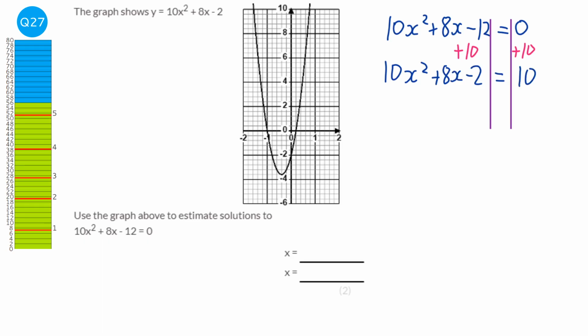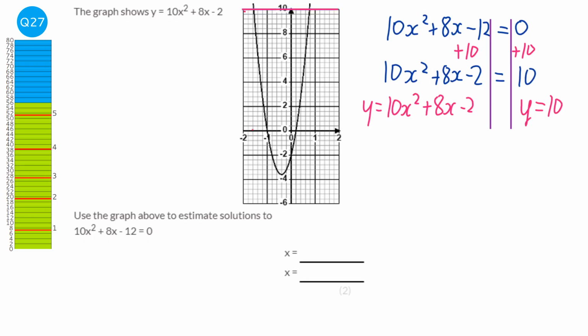Now, we've already got this line drawn for us on this graph. And so all we need to do is draw this line. So we've got y equals 10x squared plus 8x minus 2 drawn for us. We just need to draw this line, which is y equals 10, and see where they cross over to find the solutions. So y equals 10 will be all the way up at the top. Let's just make sure I get it nice. There we are. I need to move that up a little bit. There we are.